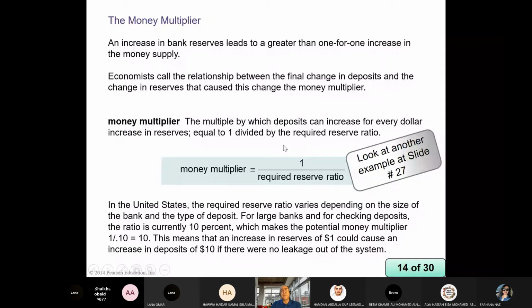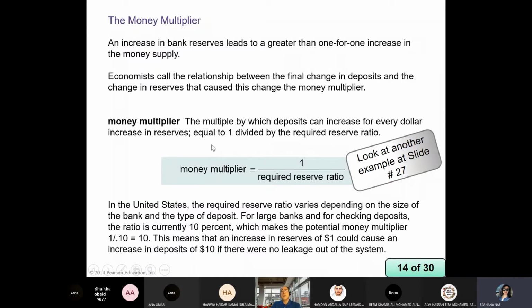So what is money multiplier? 1 divided by required reserve ratio. So let me ask Farhana to read Money Multiplier. Farhana, can you read Money Multiplier? Yes, doctor. Not from the beginning, only Money Multiplier here. Okay. The multiple by which deposits can increase for every dollar increase in reserves equals 1 divided by required reserve ratio.